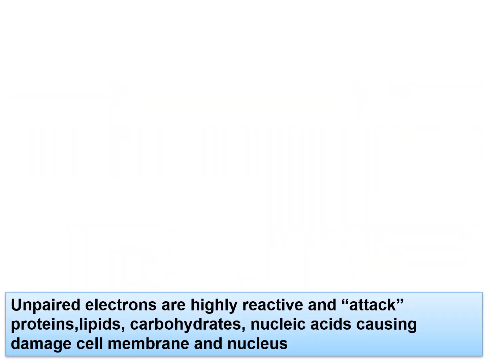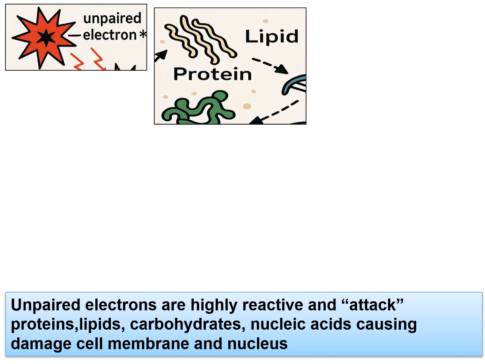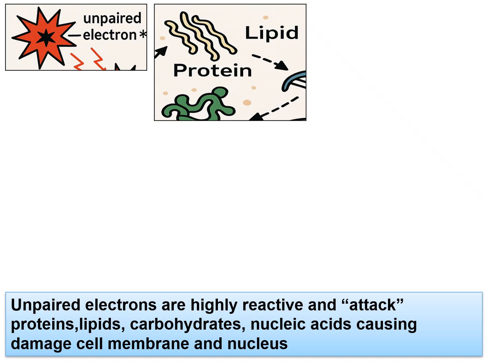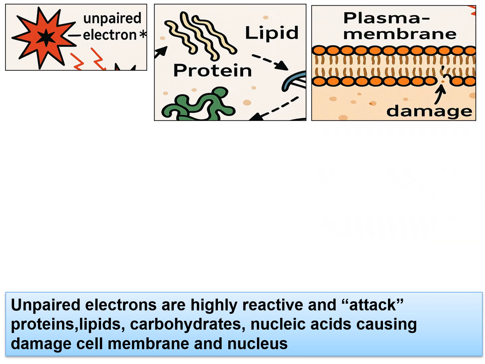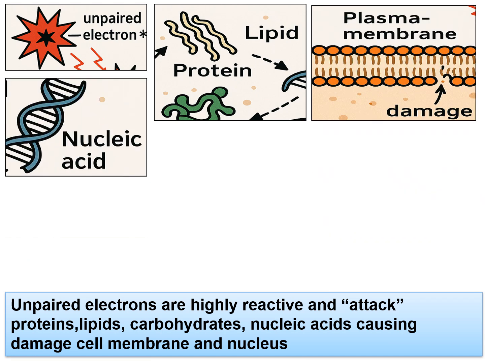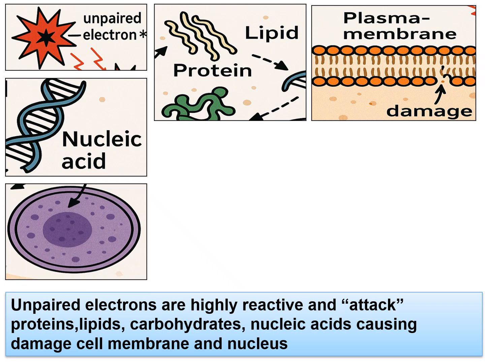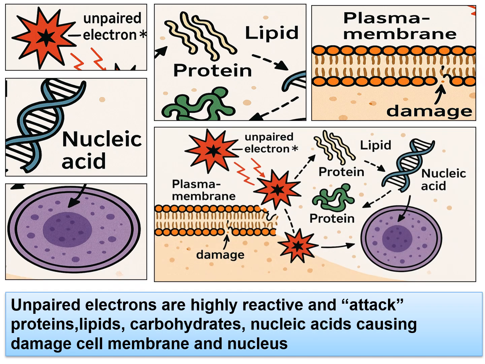So these unpaired electrons, as I told you already, are highly reactive and attack proteins, lipids, carbohydrates, and nucleic acids, which damages the cell membranes and nucleus. Here this is a single unpaired electron which attacks the lipids and proteins, causing membrane damage, and it attacks the nucleic acids, causing DNA damage in the nucleus. So here you can see how the unpaired electron is attacking lipids, proteins, and nucleic acids, causing damage to the plasma membrane and the nucleus.